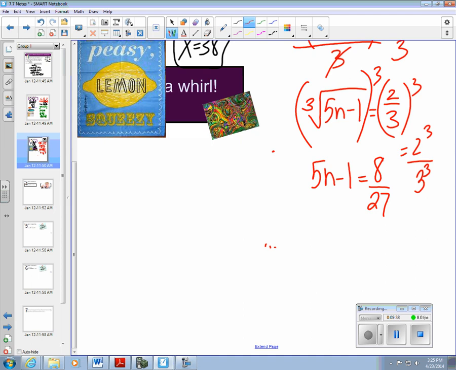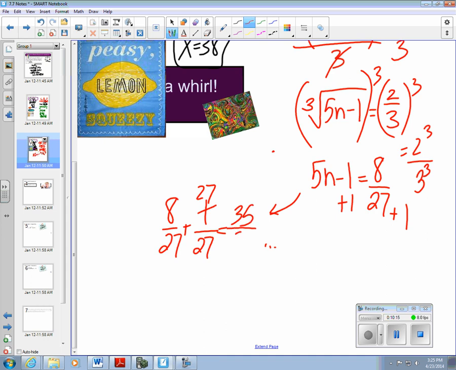All right. So then from here, we're trying to solve for n, so we're going to add 1 to both sides. So we have 8 over 27 plus 1. Well, we know when we add or subtract fractions, we need that common denominator. So I'm going to create a common denominator on the right here by multiplying both the top and bottom by 27. So 1 times 27 is 27. So what we get here is 8 plus 27 is going to give us 35 all over 27. We keep the same denominator. So this is what's going to be on our right-hand side.